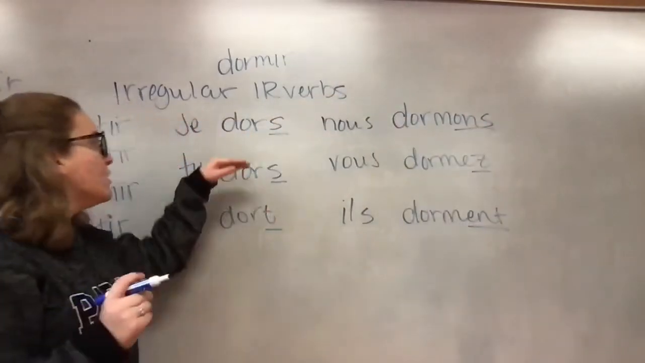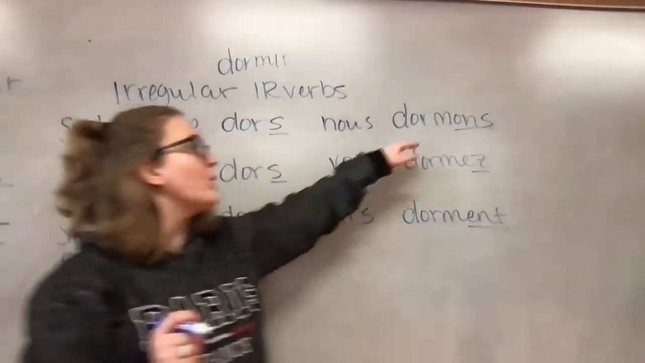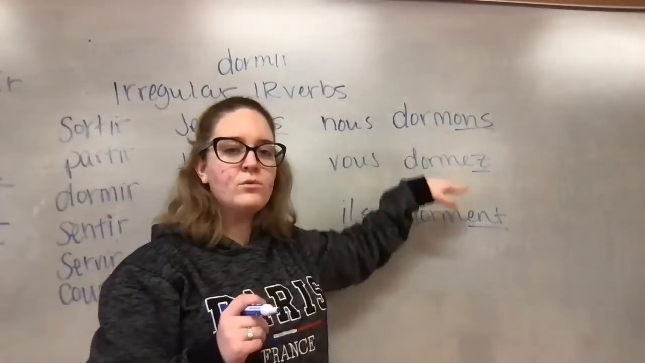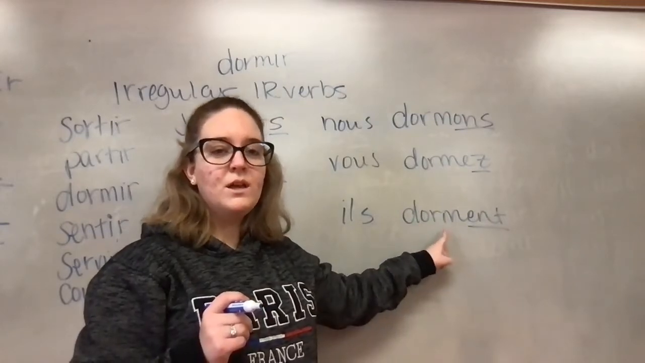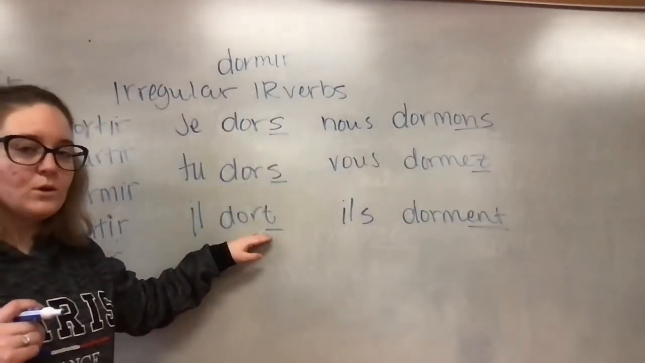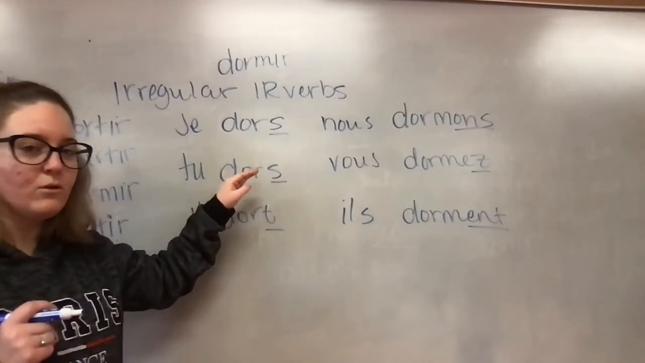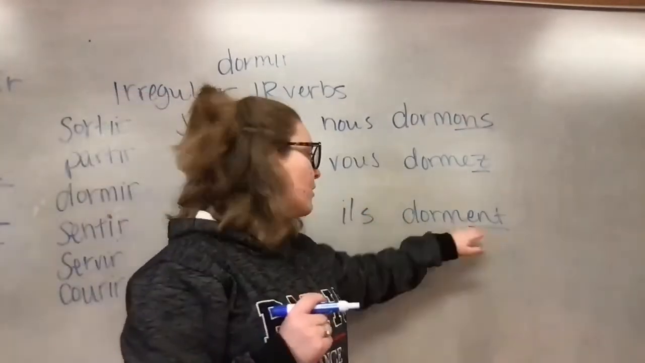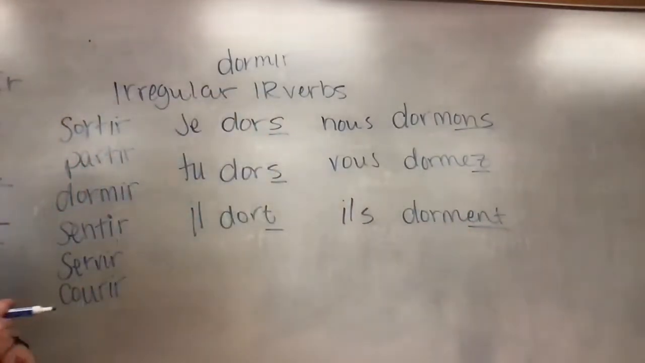All right, so we take off the M for the je, tu, and il form, but we add the M back in: dormons, dormez, dorment. So we do pronounce the M in dorment. We do not pronounce these here. We don't say dort or dors. We don't pronounce the final letter, but we do here in this one, dorment, all right?